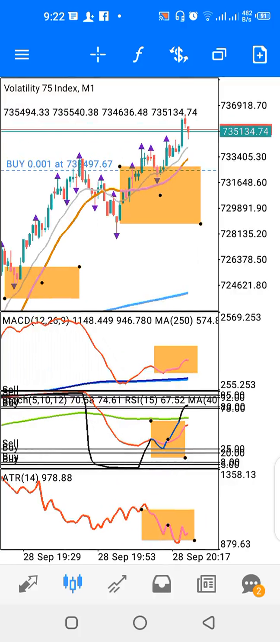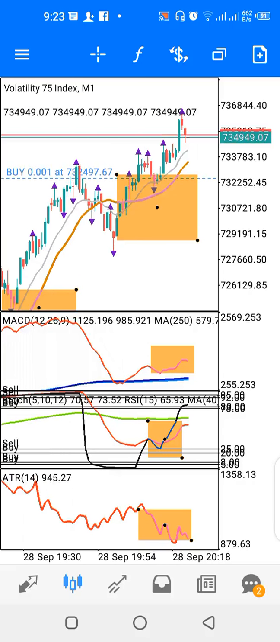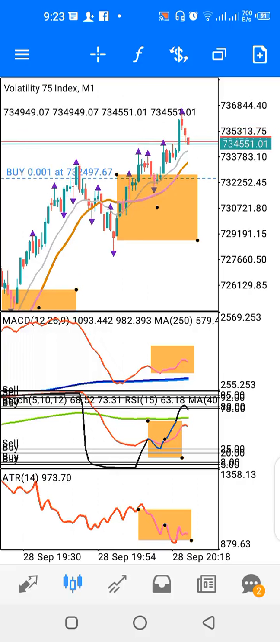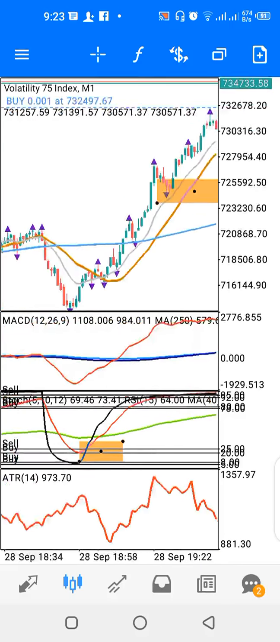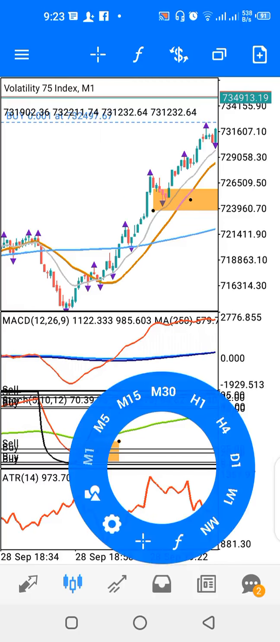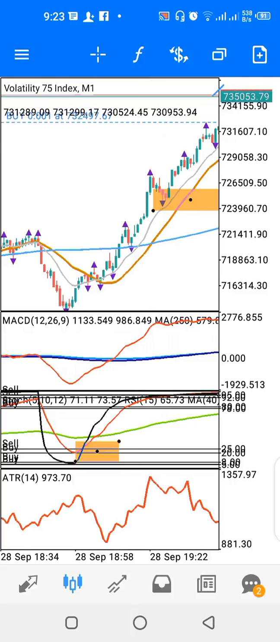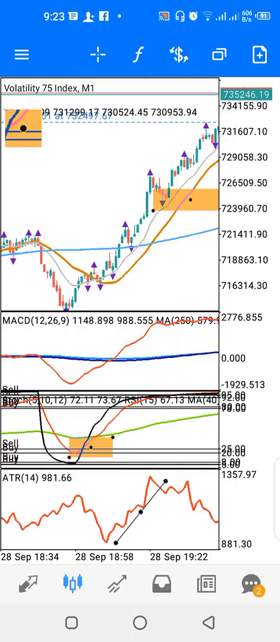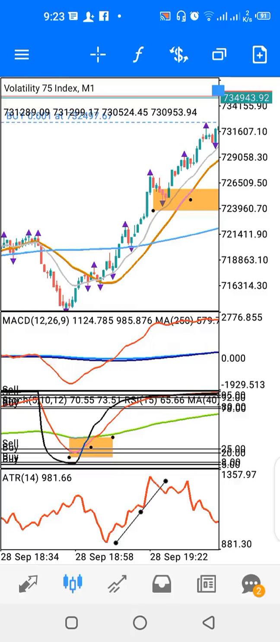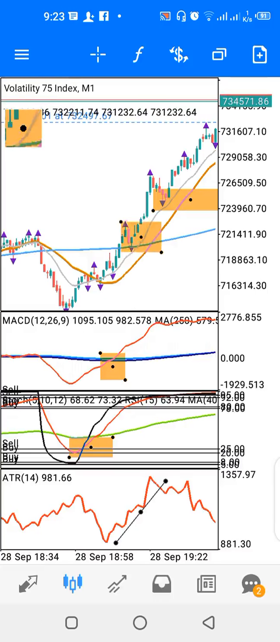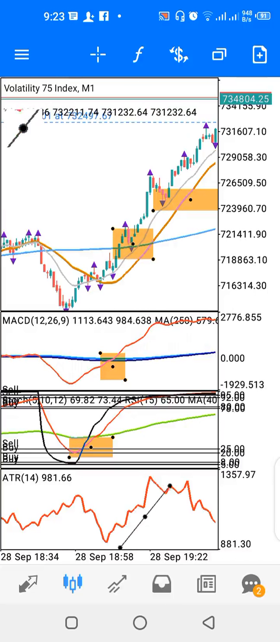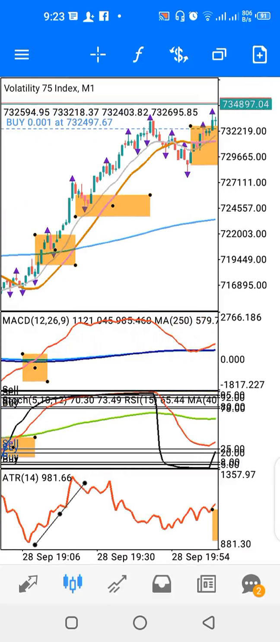So the average true range also just tells you the volatility, where the volatility is skewing to. If it's skewing to the bullish, you can buy. If it's skewing to the bearish, you can sell. Like you have average true range around here. You can see it pointing upwards. Then you have a buy signal here. You have another buy signal here. You have another buy signal around here. So this confirms that you are good to buy. So that's the work of the average true range.